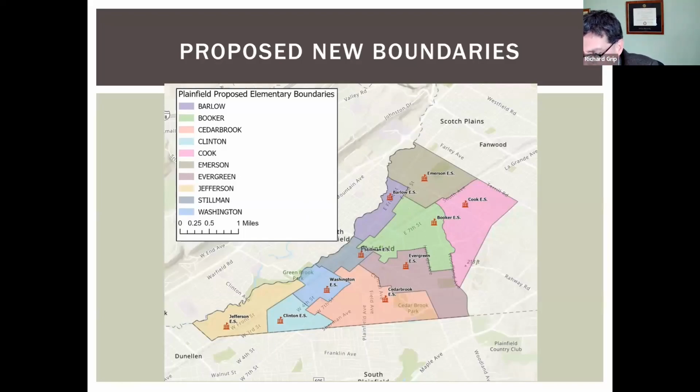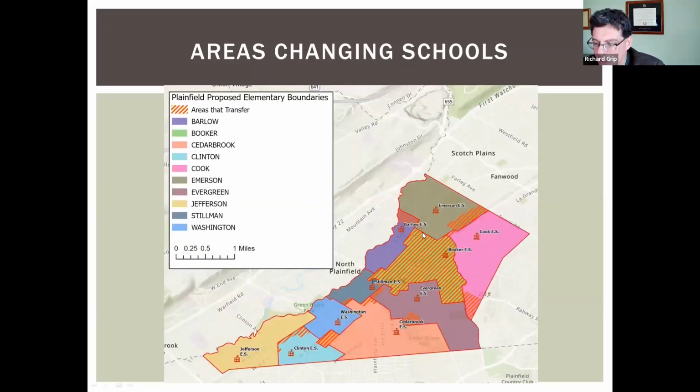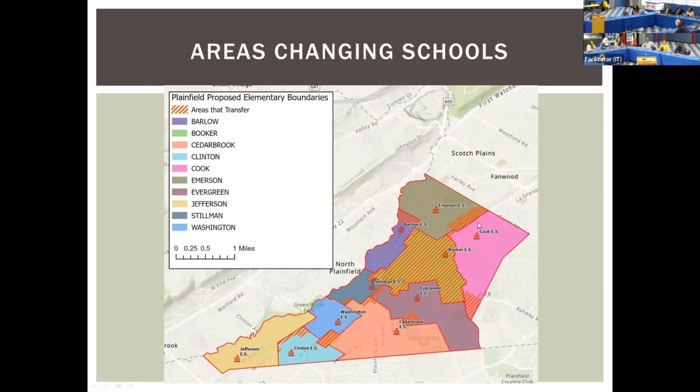When you look at this picture, you might say to yourself, can you be a little more specific of the areas that would change zones? The next diagram is just that. If we take the first map, which is your existing boundaries, and overlay it with the proposed boundaries, anything that's coming up with a crosshatch here is actually an area of students who are changing schools. The area that's changing the most is right over here in the center of the map, where Cook, Evergreen, Barlow, and to some extent over here Stillman would be going to Booker.